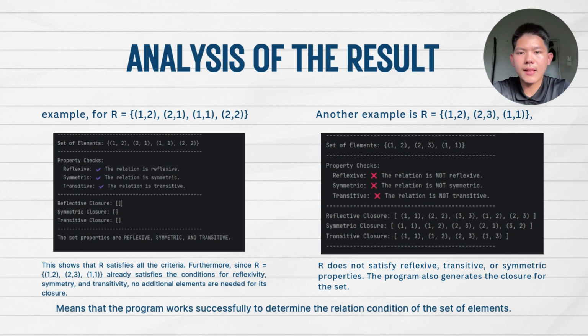This demonstrates that our system accurately determines the relational properties and suggests the appropriate closure when needed. In summary, these two results clearly demonstrate that our program works as expected and is successful. It accurately evaluates whether a relation satisfies the required properties and provides the appropriate closure when needed.